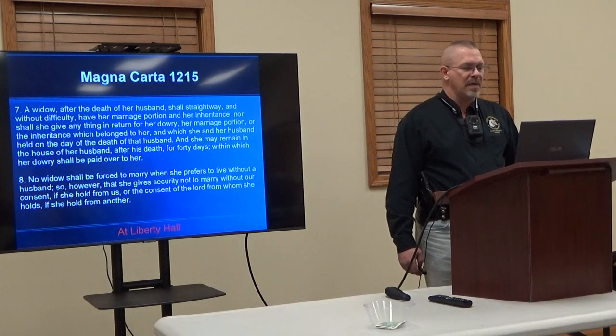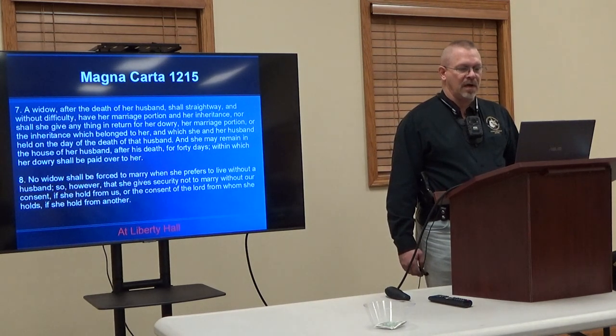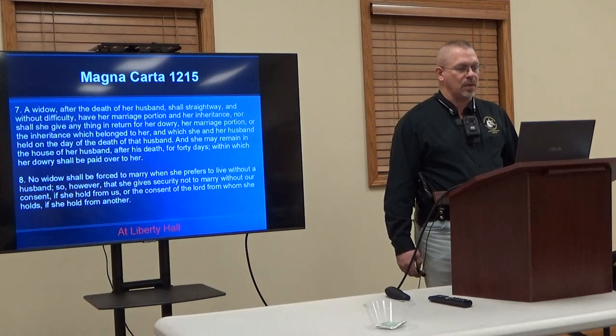8. No widow shall be forced to marry when she prefers to live without a husband, so, however, that she gives security not to marry without our consent, that she hold from us, or the consent of the Lord from whom she holds, if she hold from another.